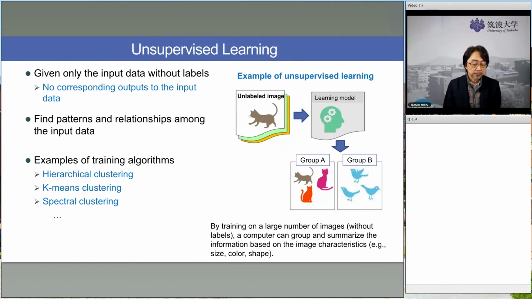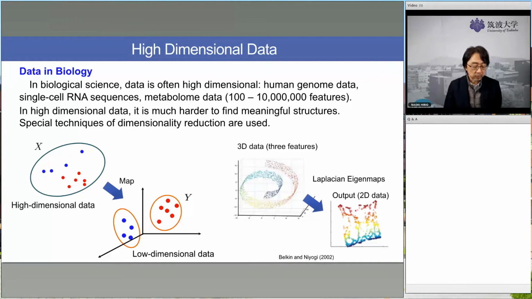On the other hand, in unsupervised learning, we are given only input data without labels. And algorithms are applied to find patterns and relationships among the input data. By training on a large number of images without labels, a computer can group and summarize the information based on image characteristics. For example, size, color, shape, and so on. And also there are many algorithms for unsupervised learning.